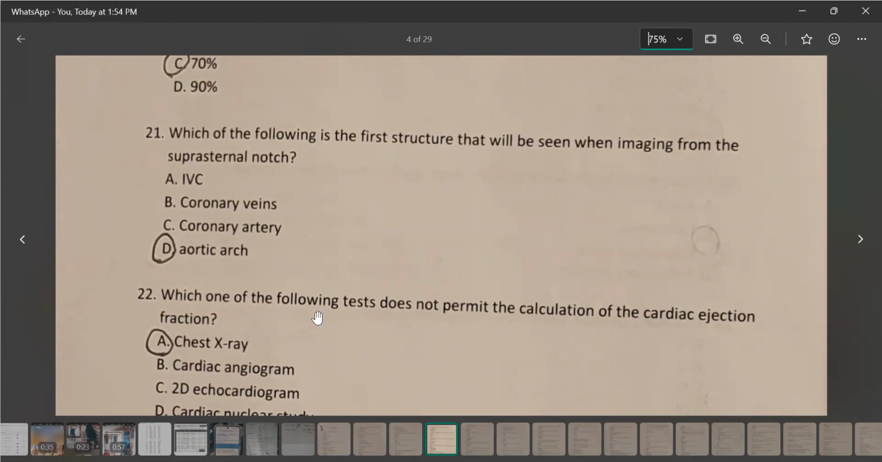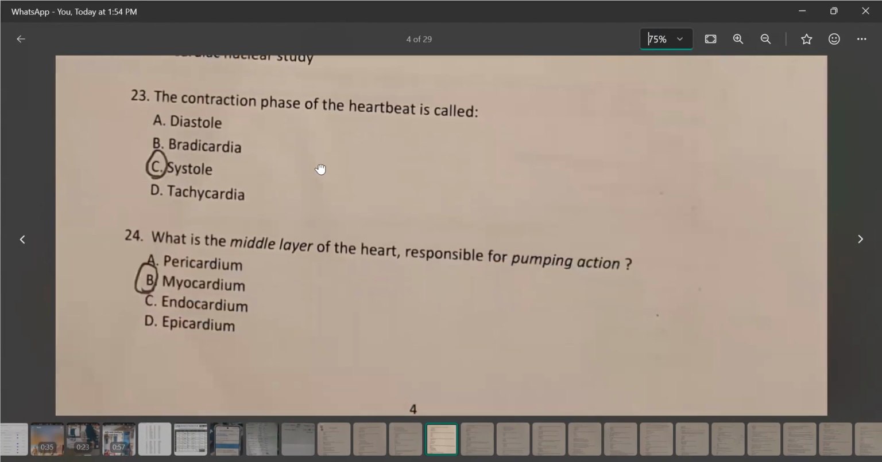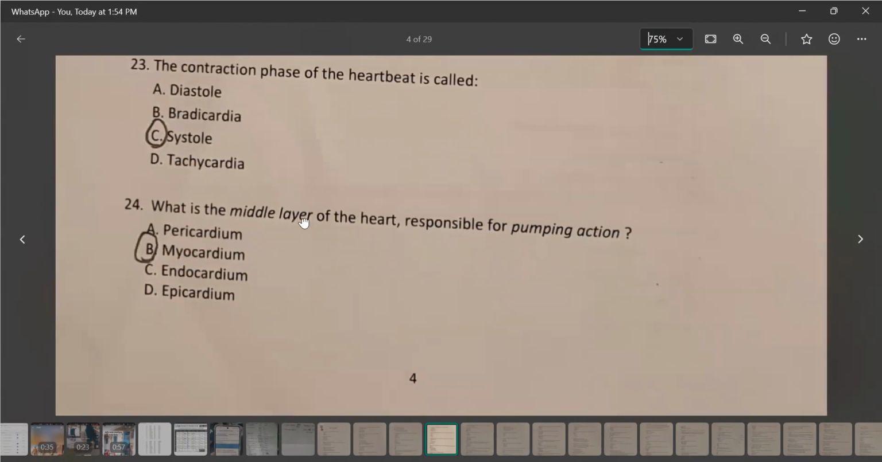aortic arch? 22, which one of the following tests does not permit the calculation of the cardiac ejection fraction? Chest X-ray. 23, the contraction phase of the heartbeat is called systole. What is the middle layer of the heart responsible for pumping action? The myocardium.